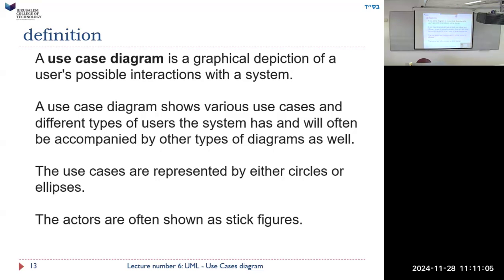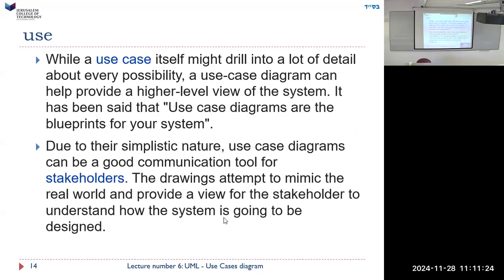Well, we've got to see one already. A use case diagram shows various use cases and different types of users in the system, and will often be accompanied by other types of diagrams. So you use it in conjunction with other diagrams. The use cases themselves are in either circles or ellipses, and the actors are often shown as stick figures. There's a lot of anticipation till we get to see one. While a use case itself might drill into a lot of detail about every possibility, a use case diagram can give a higher level view of the system.